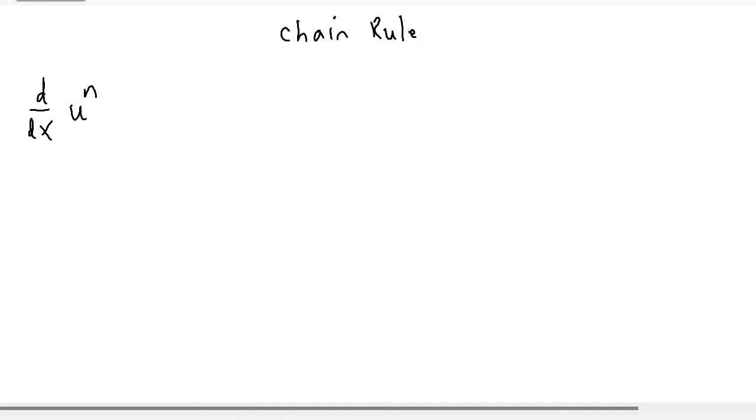So whenever you're trying to derive a function raised to a certain power, you're going to have to use what's known as the chain rule. The formula for the chain rule is the derivative of u to the n is equal to n times u to the n minus 1 multiplied by u prime. This is very similar to the power rule, where we bring the power down and subtract it by 1, but the only difference is this time we have to multiply by the derivative of the inside function as well.